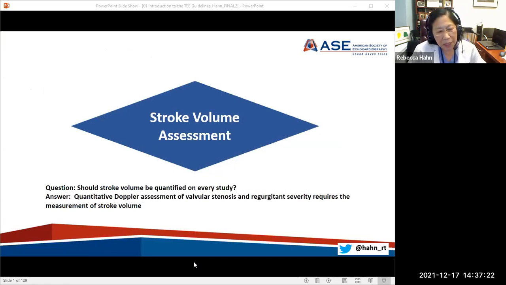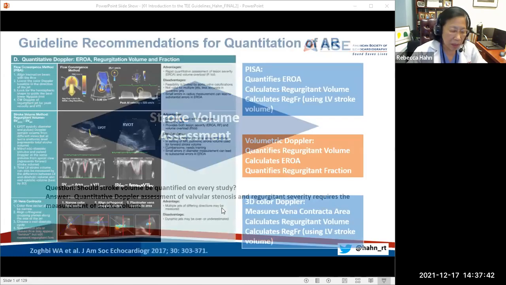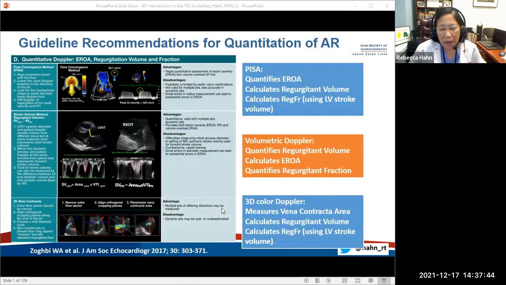There was a question from the last webinar that I wanted to address a little bit more fully. The question had been, should stroke volume be quantified in every study? And I had said yes. But the clarification to that is that quantitative Doppler assessment of stenosis or regurgitant severity requires a measurement of stroke volume. And because it is one of the key and integral methods that we have for assessing particularly regurgitant severity, that's why I said yes.